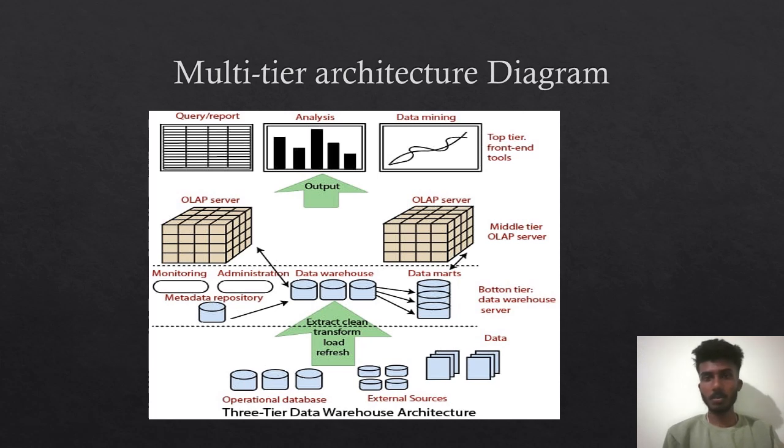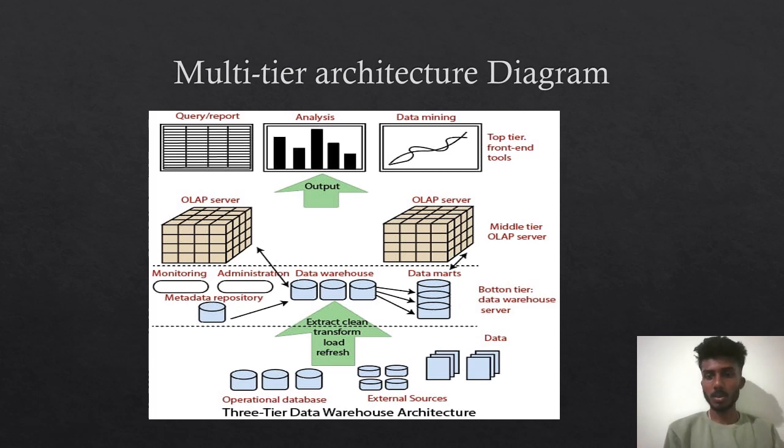Let's start from the top tier. The top tier consists of queries or reports, analysis, and data mining. Usually we can call analysis the graphs which are plotted by the company. Usually they use it for the increase and decrease of company growth or stocks and so on. Next, the middle tier. It is also called the OLAP servers because it contains several OLAP servers from which they can take the input for analysis, data mining and reporting.